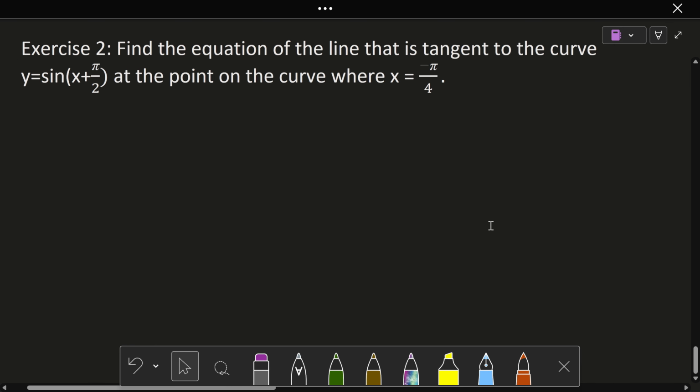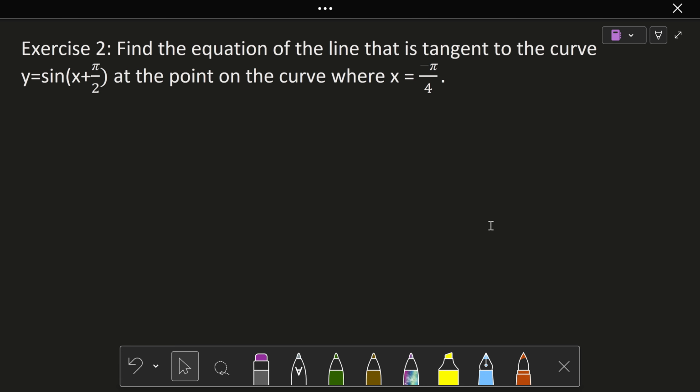All right, so here's my second exercise. Find the equation of the line that is tangent to the curve y equals sine of (x plus pi over 2) at the point on the curve where x is equal to negative pi over 4. So I'm still finding an equation.